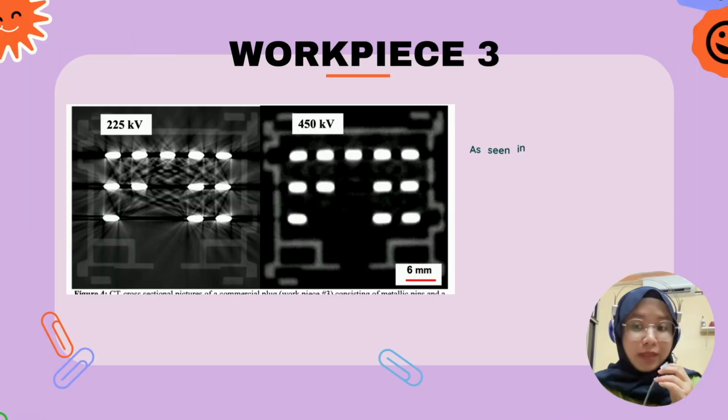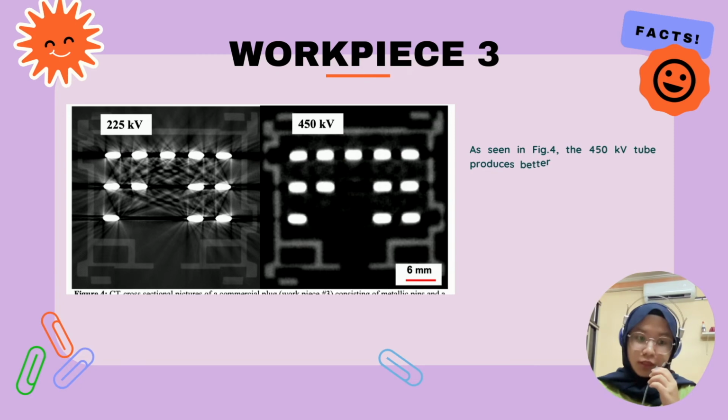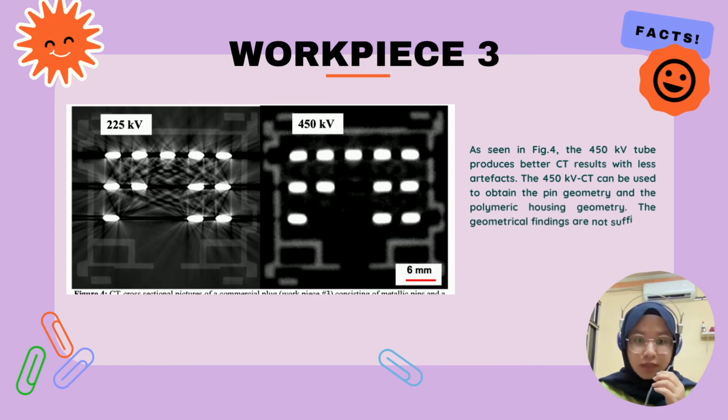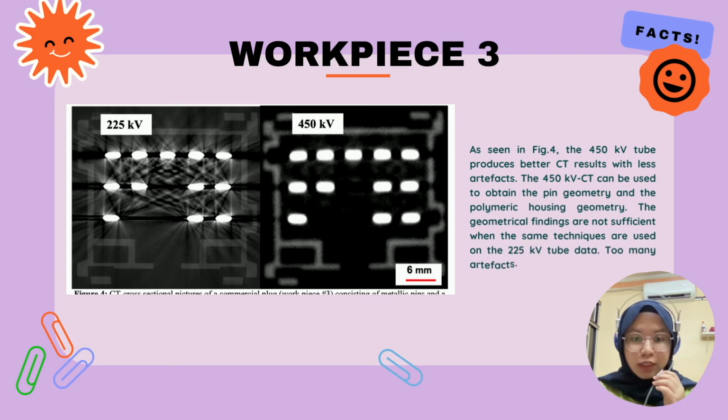The last workpiece comparison is workpiece number 3. An industrial plug made of metallic pins and a polymeric substance that serves as the electrically insulating housing is the subject used for workpiece number 3. The figure shows the CT results obtained with the 225 kV tube and also the 450 kV tube. The CT results obtained with the 225 kV tube show strong artifacts caused by the metallic pins, which may be seen in the images.